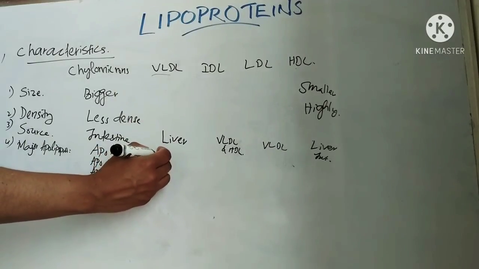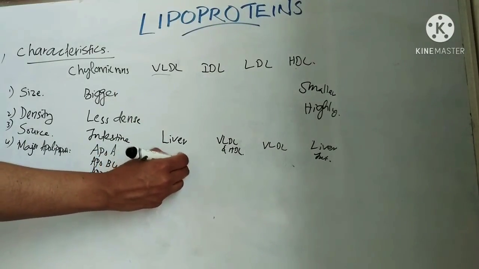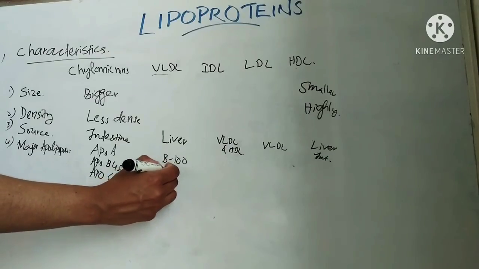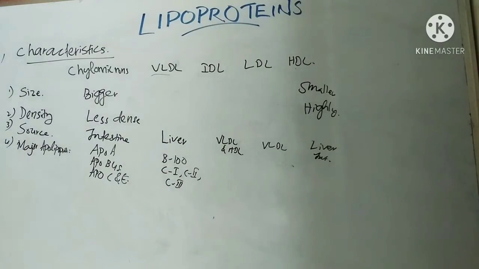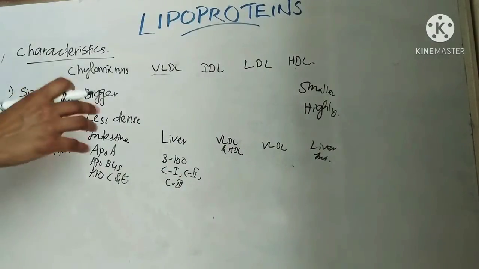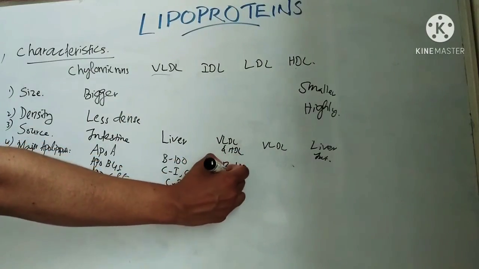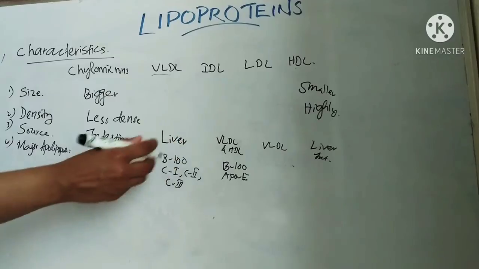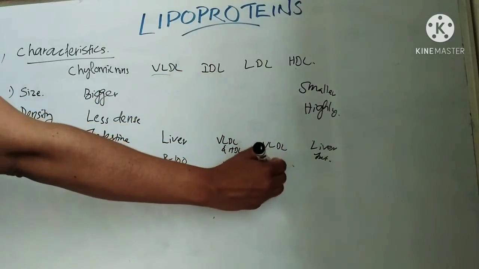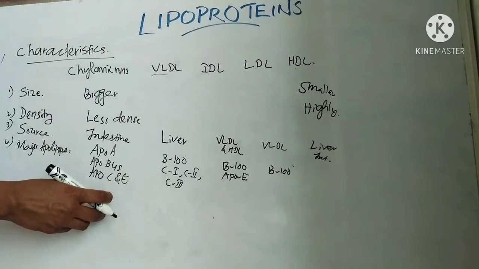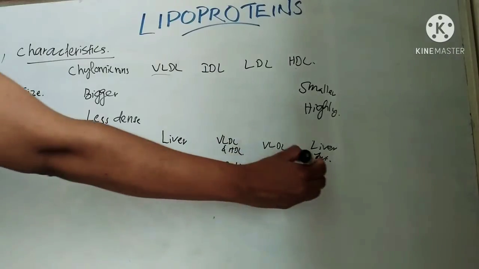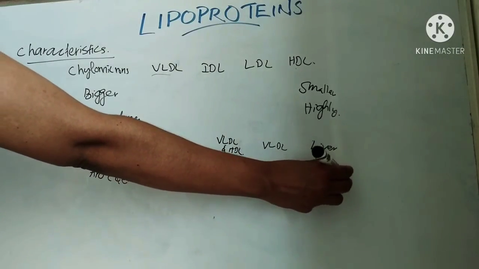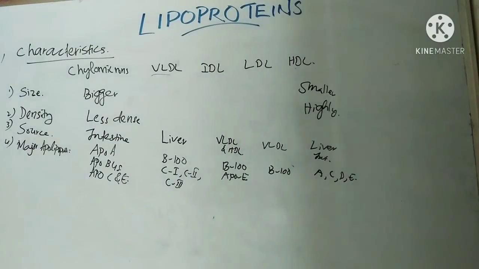In VLDL, it is B100, C1, C2 and C3. In the case of IDL, it is B100 and Apo E. In the case of LDL, it is B100. Then HDL, it is Apo A, C, D and E. These are the major apolipoproteins present.